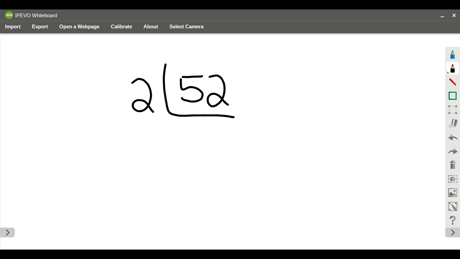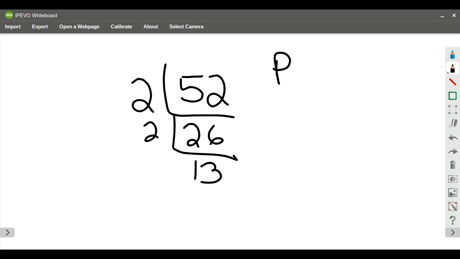So 52 divided by 2, half of 52 is going to be 26. I'm going to divide that out. Again, it's an even number, so I can divide it by 2. Half of 26 is going to be 13. Since 13 is a prime number, I've now found my prime factorization. So my prime factorization is going to be 2 to the second power times 13.